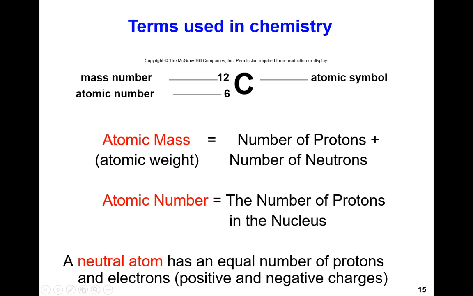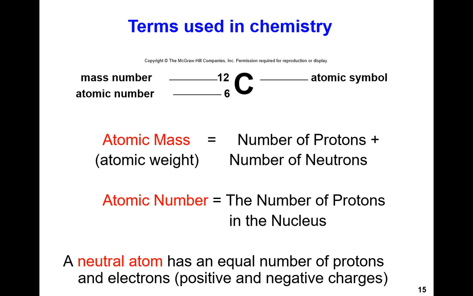Some important terms that are used a lot in chemistry. First, a neutral atom has an equal number of protons and electrons. As we just looked at, protons have a positive charge and electrons have a negative charge. So if you have a balance between those, the atom is neutral and has no net charge.